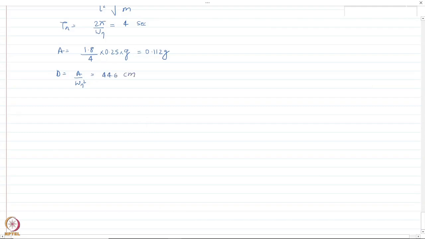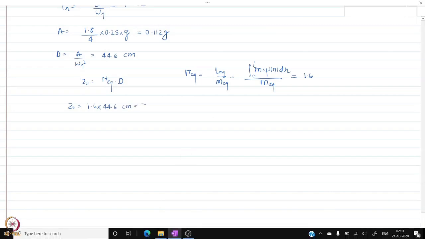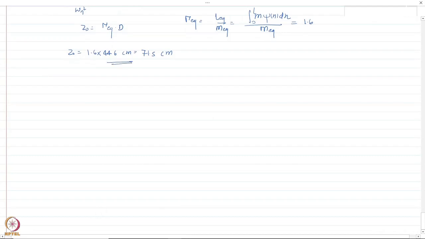6 centimeter. Okay, so that Z naught would be equal to gamma equivalent times D. So I also need to find out gamma equivalent here, which is L equivalent divided by M equivalent. And if you remember from the previous classes, I can get it either directly by integrating, let us say L equivalent as the integral of the mass times phi x times dx, and M equivalent. Okay, and you can substitute all those values and we can see that you will get this as approximately equal to 1.6, so that your Z naught becomes 1.6 times D, which is 44.6 centimeter, and this comes out to be approximately 71.5 centimeters.